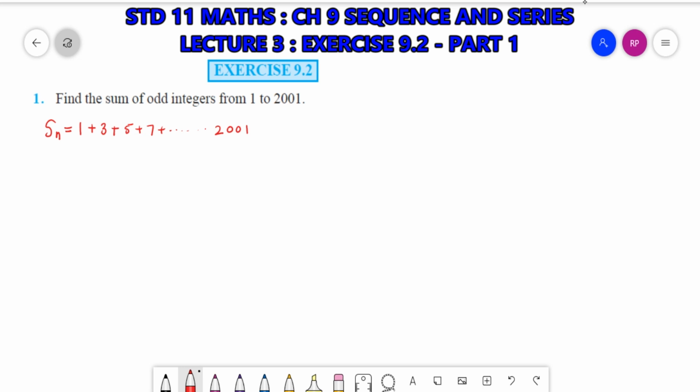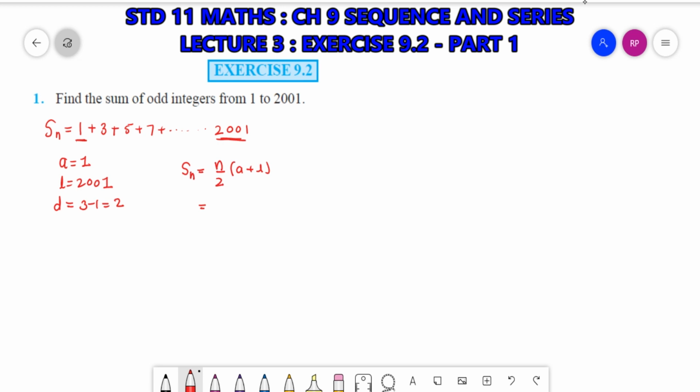Here the first term a is equal to 1 and the last term l is equal to 2001. The difference between two consecutive numbers, 3 minus 1, is equal to 2. So the sum, we will use the second formula, n by 2 into a plus l. First we need to find out how many terms are there.